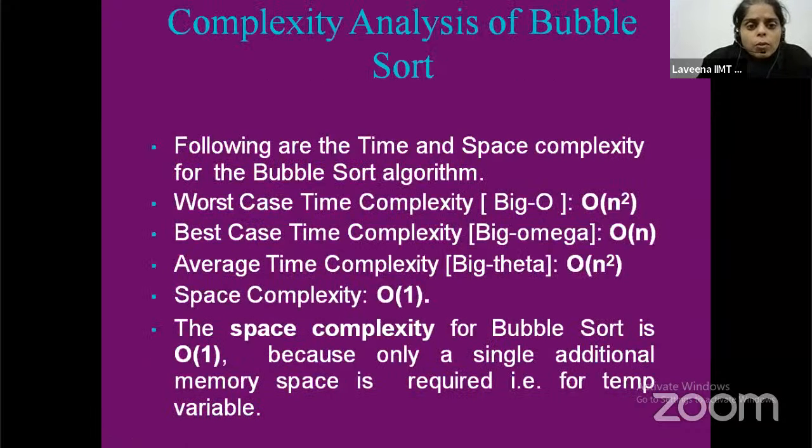So if we talk about complexity analysis of bubble sort, complexity analysis tells you how much time and space is required to solve the problem. Here are the time and space complexity for the bubble sort algorithm. Worst case time complexity is represented by big O notation. Best case, big omega. Average case, big theta. Space complexity is constant, because only a single additional memory space is required for a temporary variable. We don't require extra memory for storing the data elements.